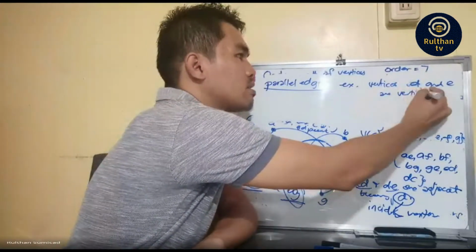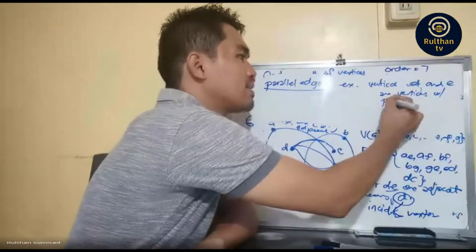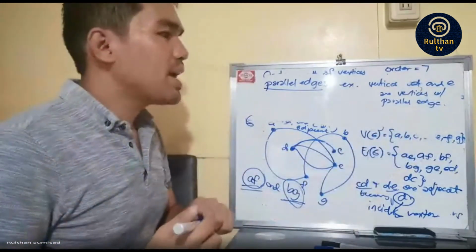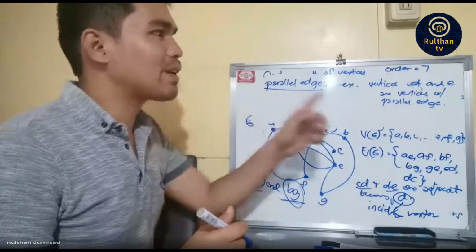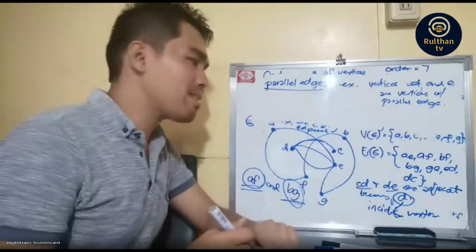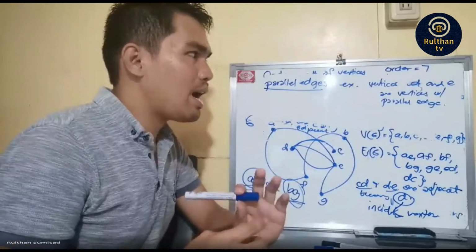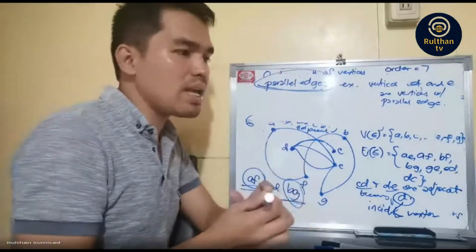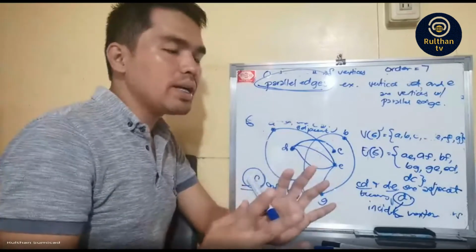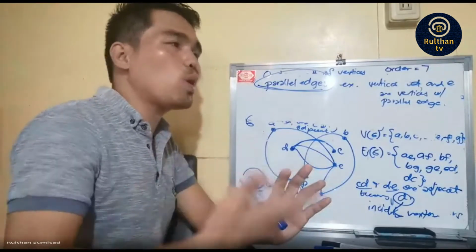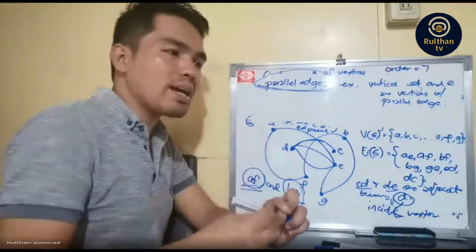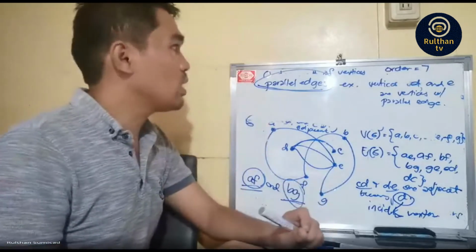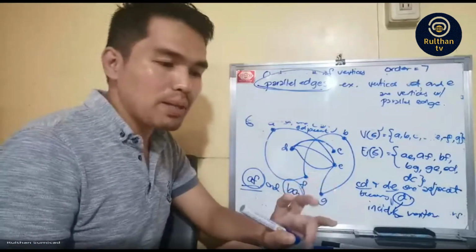Okay, D and E are vertices with parallel edges. Parallel edges meaning to say that you have two or more edges that connects D and E. That makes vertices D and E as vertices with parallel edges. So when you say parallel edges, they are simply two or more edges that connect the same vertices to the same vertices. It's called parallel edges or multiple edges.